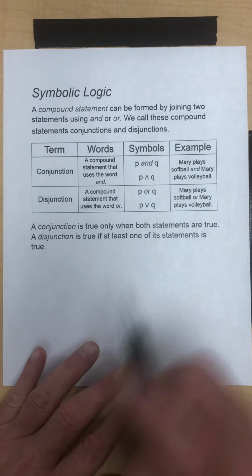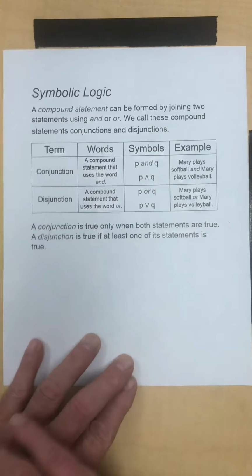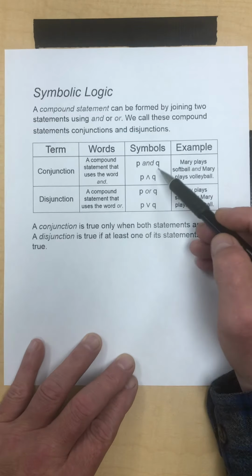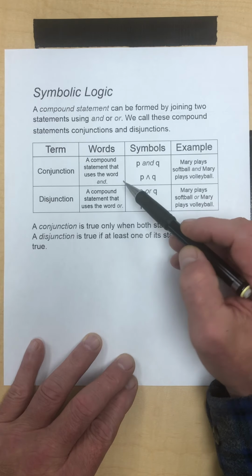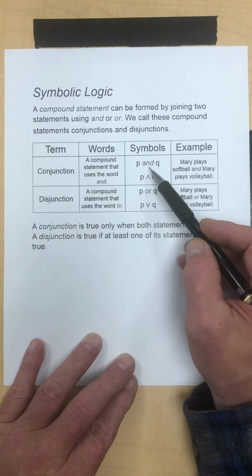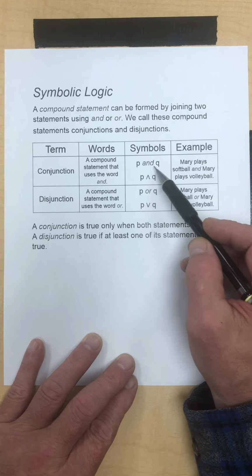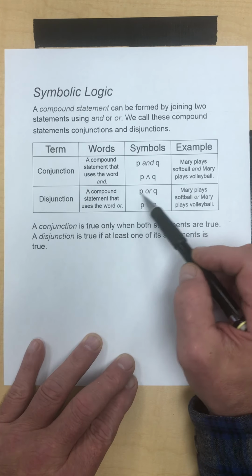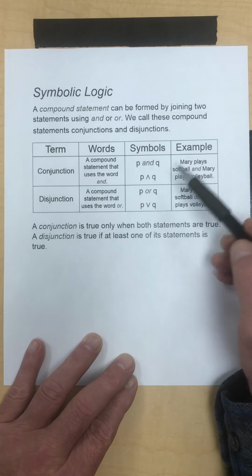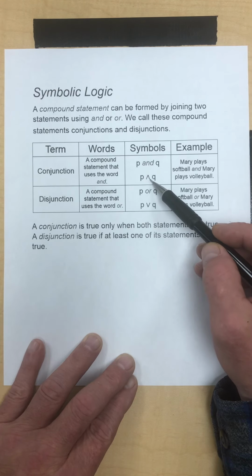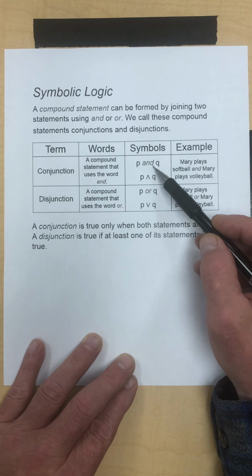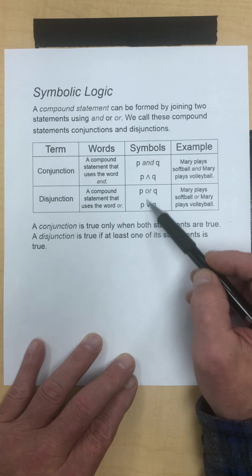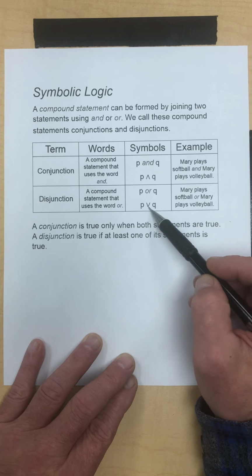Okay, so in symbolic logic, we come up with these compound statements using the word and or or, and we have a symbol for it. A conjunction is two statements linked together using and, and a disjunction is two statements linked together using the word or. For and, we use an upside down V to represent it, so we don't have to write out the word and. So this is P and Q. For or, we use a V. So P or Q.